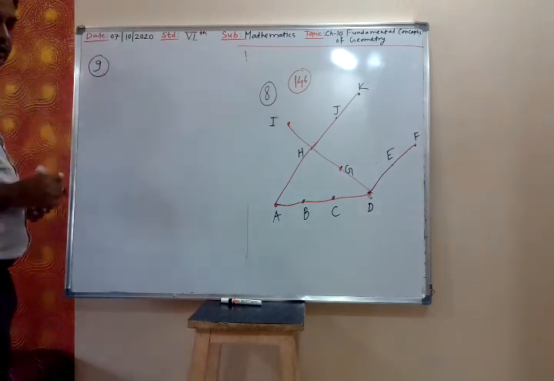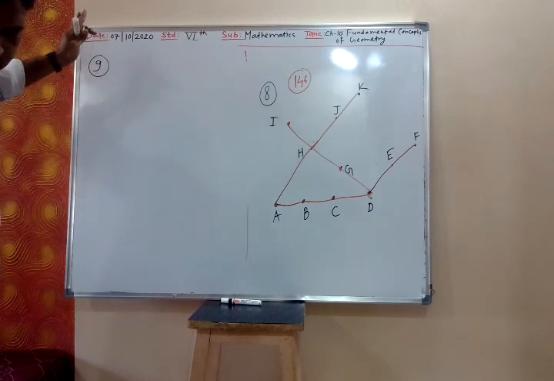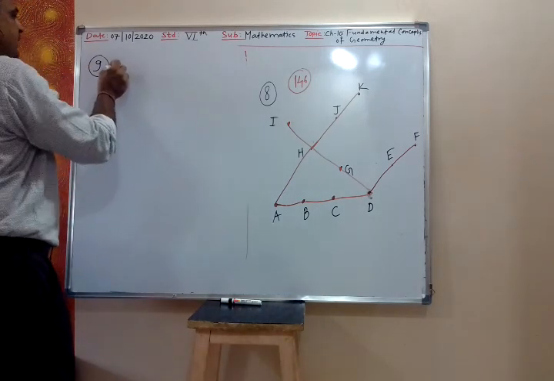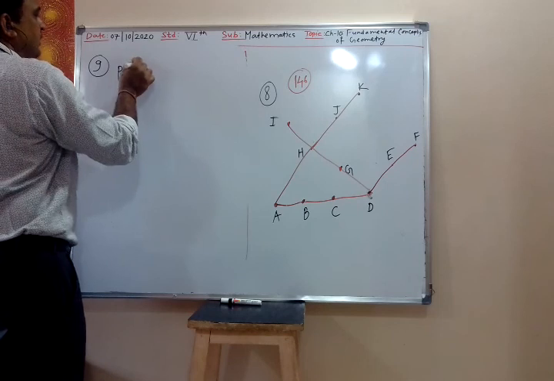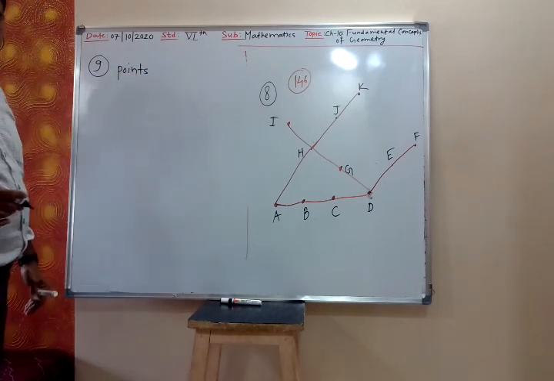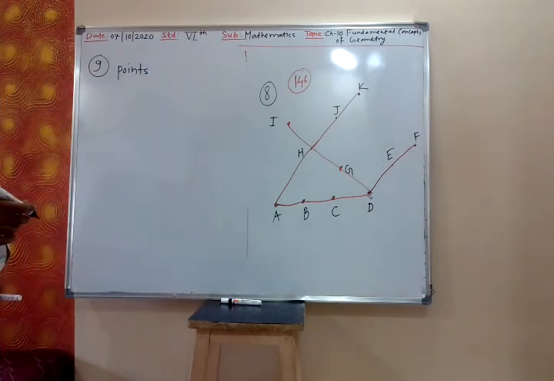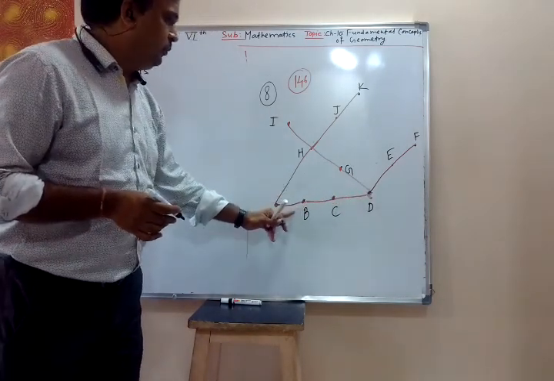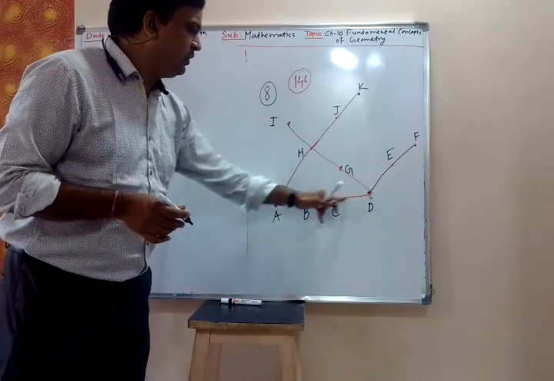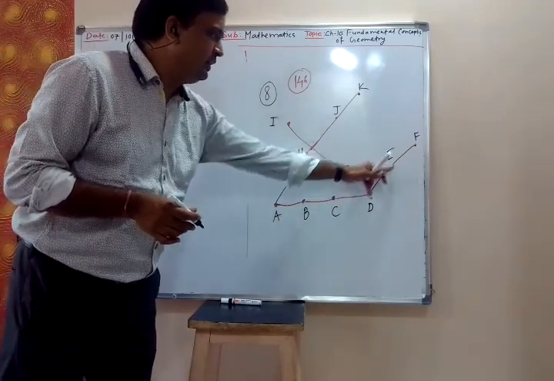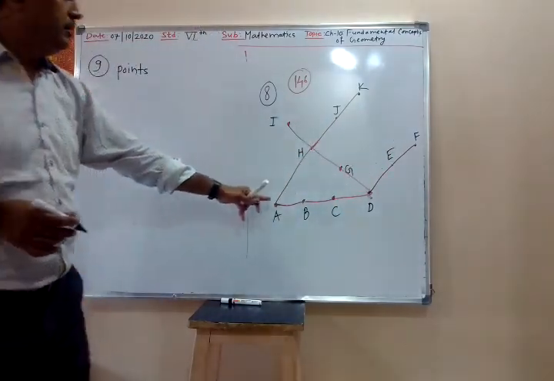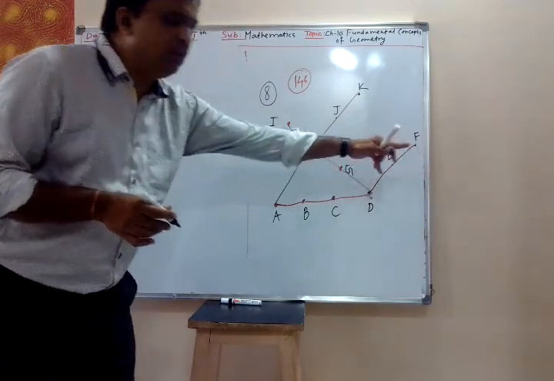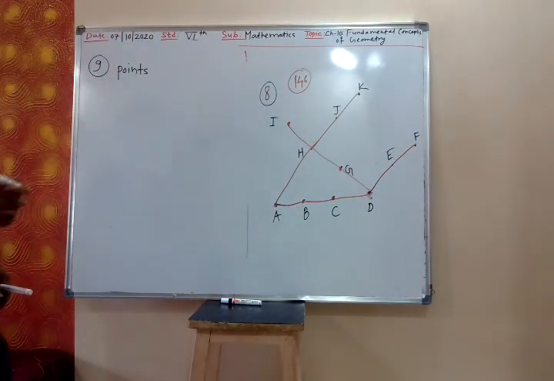So let us write question number 9. Points. Yes, you can take A, B, C, D, E, F. It will not be one line. A, B, C, D are collinear and E, F are collinear, because when you extend this line, it will go like this. So write points.